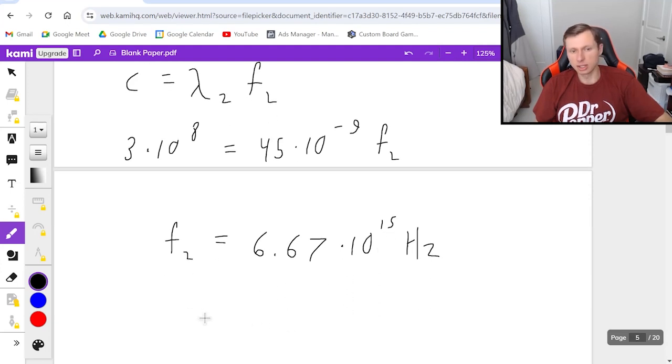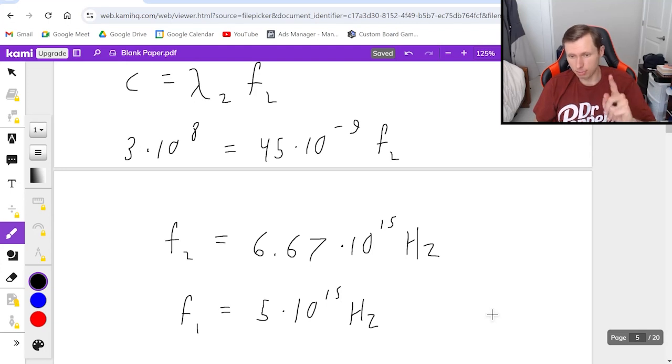And so you'll notice it's a little bit higher than f1, 5 times 10 to the 15th. And that's because in general, the smaller the wavelength, the larger the frequency. And that is an inversely proportional relationship that you should probably have memorized. The smaller the wavelength, the larger the frequency, and vice versa.